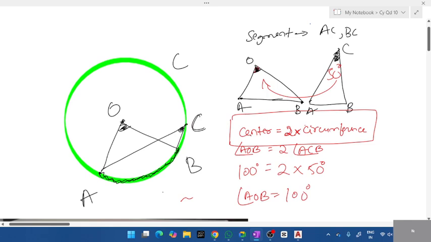Is it touching the circumference? ACB? ACB is touching the circumference. You can apply theorem 1. Now let us change this.